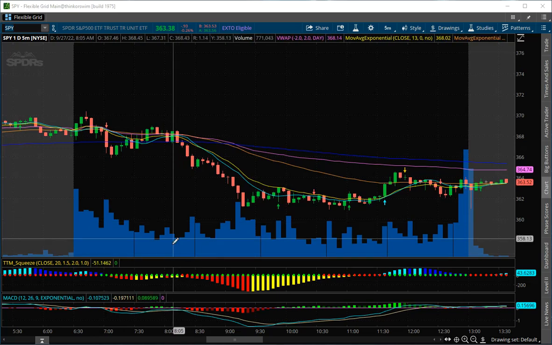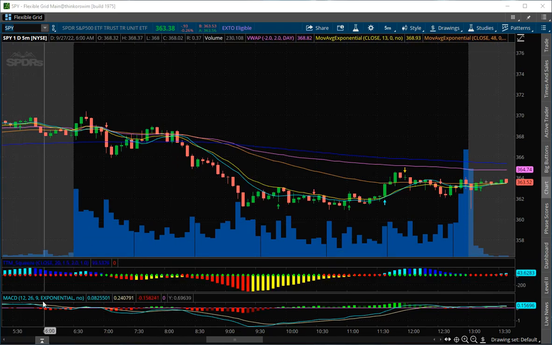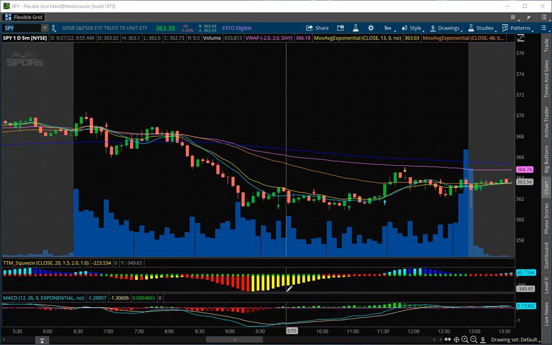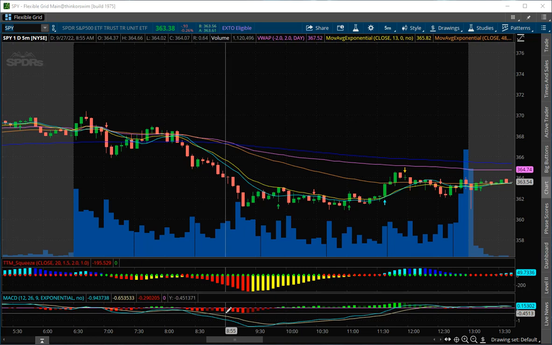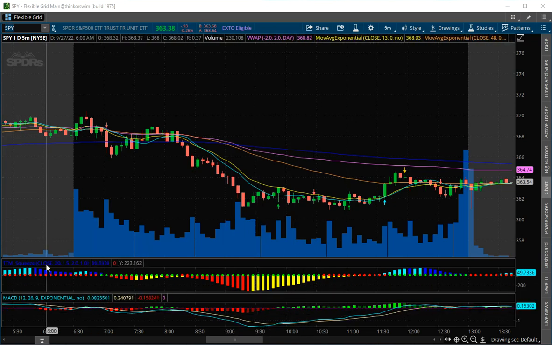As you guys can tell, I have TTM squeeze and MACD down here, okay? MACD is very popular. A lot of people use it for direction. I believe it's a volume based indicator letting you know the strength of the side. TTM squeeze is not so popular. I've been seeing it a lot lately.